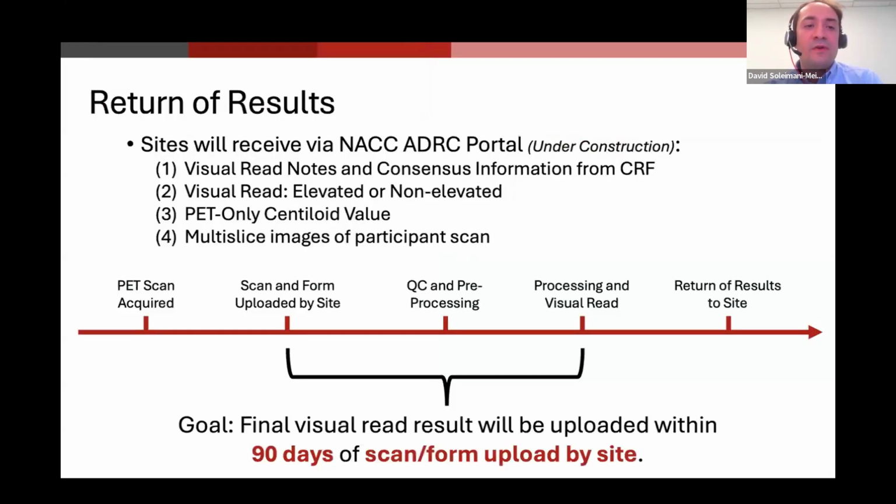So the results of this visual read will be returned through the NACC ADRC portal. These results include all the information contained in the visual read case report form, a final summary visual read, elevated or non-elevated, PET-only centiloid quantitation for the scan, and multi-slice images of the participant scan.